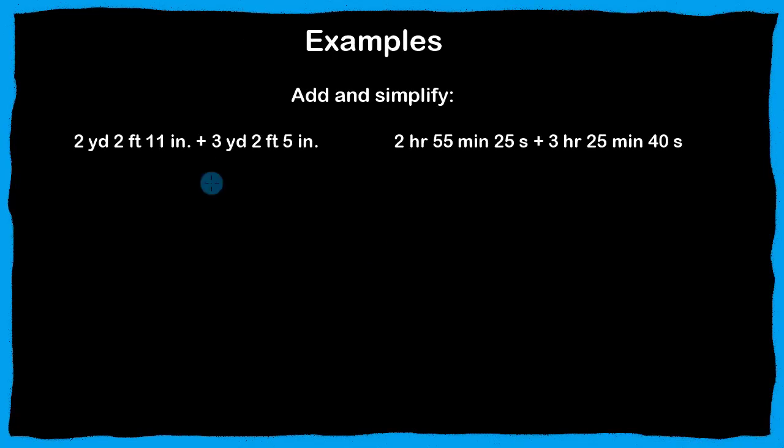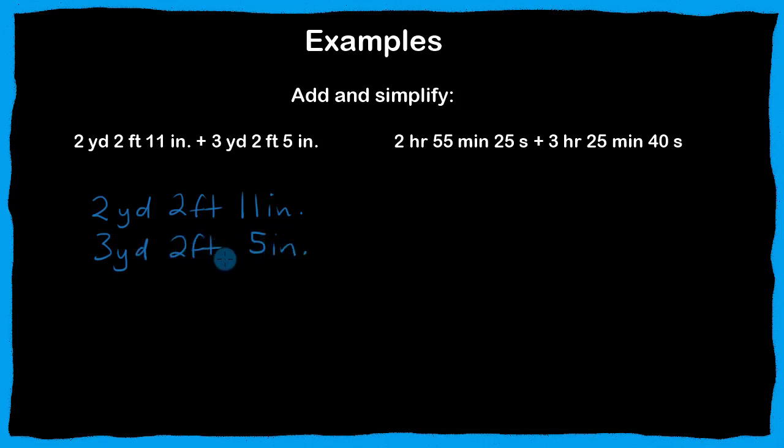Okay, so we have two examples here. We're adding yards, feet, and inches, and then the second one, we're adding some time together. So we can actually line these up just like a vertical addition problem. So let's go ahead and do that. So we've got 2 yards, 2 feet, 11 inches. And just like a normal addition with just digits, we want to line up the place value, so to speak. So we're going to line up the yards with the yards, the feet with the feet, and the inches with the inches. And put our little plus symbol in our line.